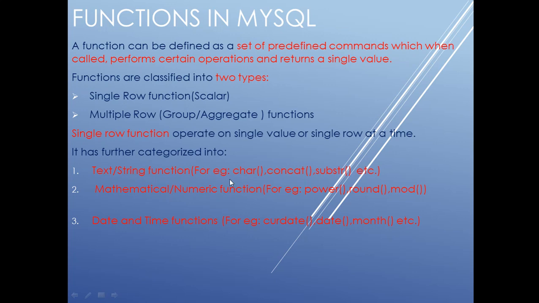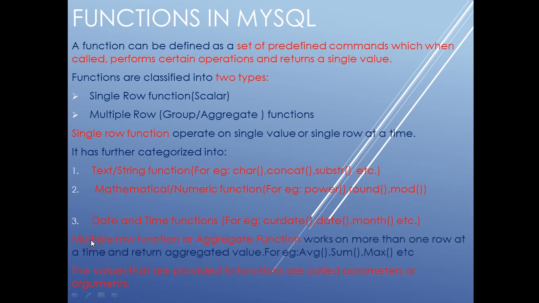So first of all, we will start with the char function, and then we will move ahead with the rest of the string functions of MySQL. What you should know about functions: what is a function, and what are the different categories? There are two categories, single row and multiple row. We will see the definition of single row and multiple row, and afterwards the three categories of single row functions: text or string function, mathematical function, and date and time function, with examples.